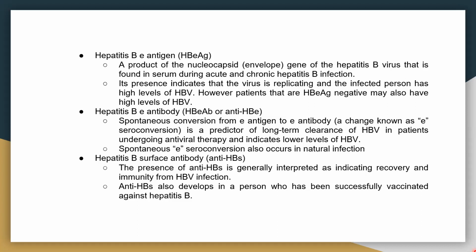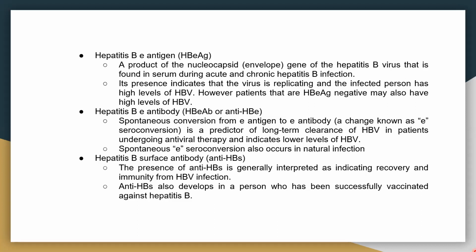Next is your hepatitis B E antibody. So spontaneous conversion from E antigen to E antibody is a predictor of long-term clearance of HBV in patients undergoing antiviral therapy and indicates lower levels of HBV.